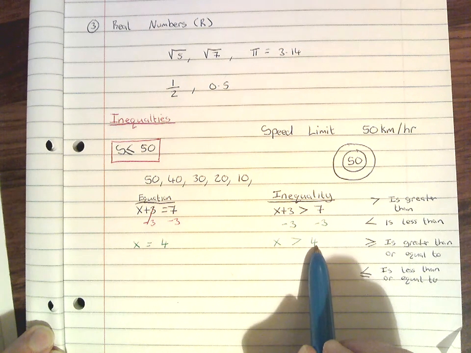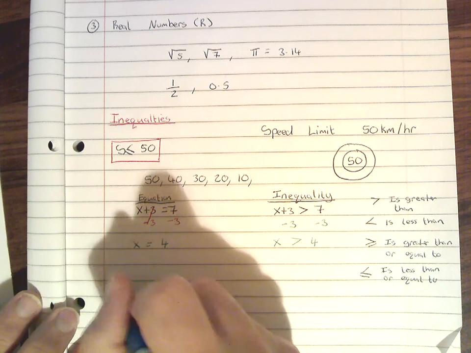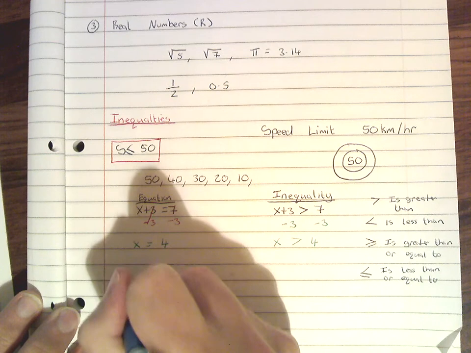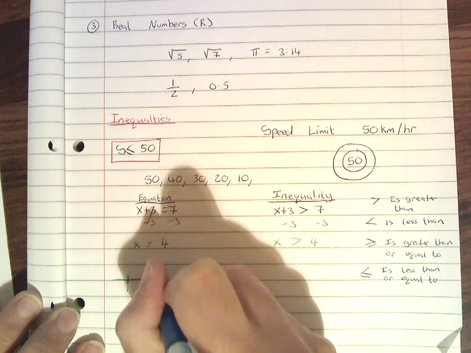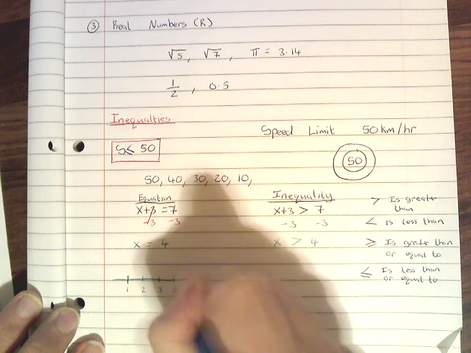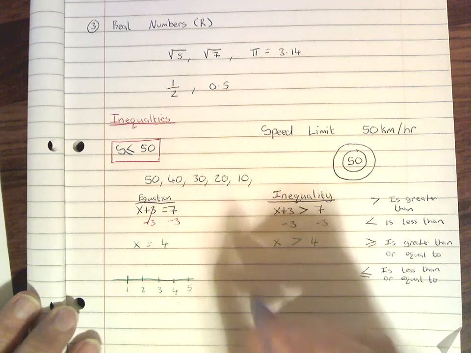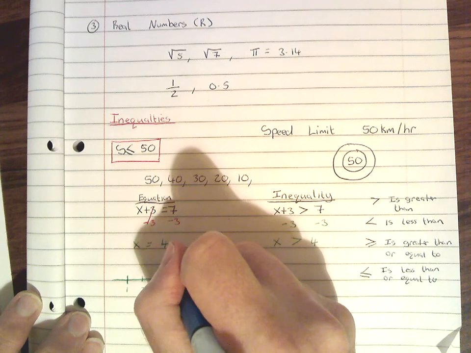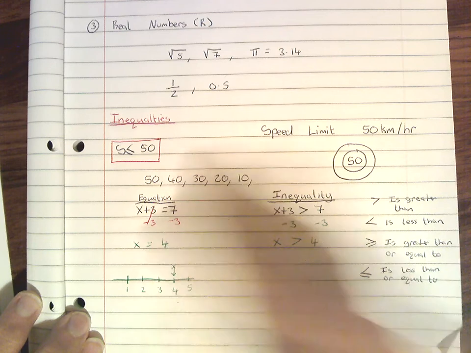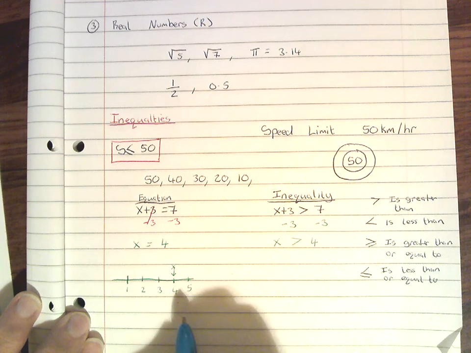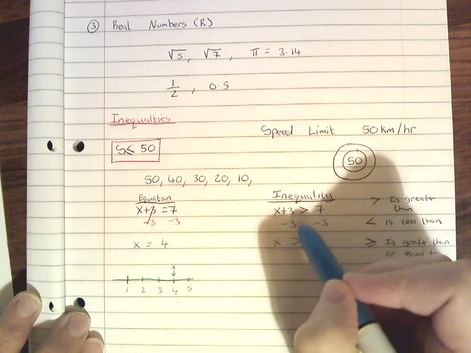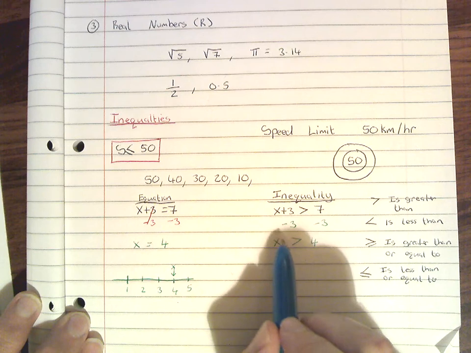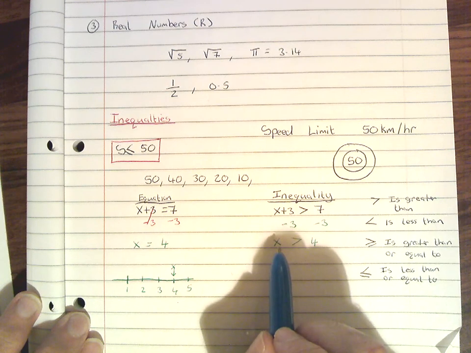So if we think about, let's say we were to look on a number line, imagine this is our number line, and we have 1, 2, 3, 4, 5. We can see that this value for x is here. This is the value for x. It's just 4, so it has one value. Now, if we have a look at the inequality, this has a range of values. It's not just one value. It's any number that's greater than 4.